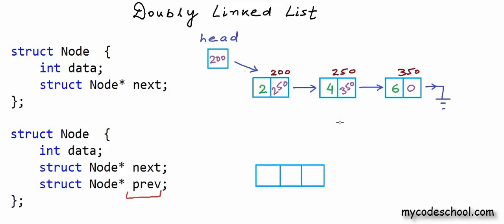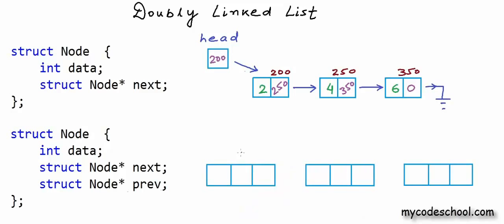In a logical representation, I will draw my node like this now. I have one field to store data, one to store the address of the previous node, and one to store the address of the next node. Let's say I want to create a doubly linked list of integers. I have created three nodes here. Let's say these nodes are at addresses 400, 600 and 800 respectively.